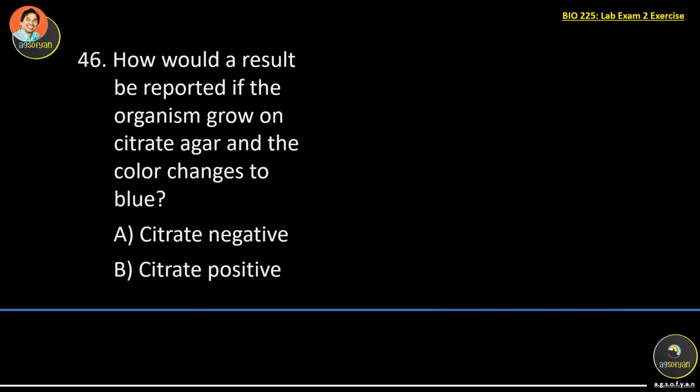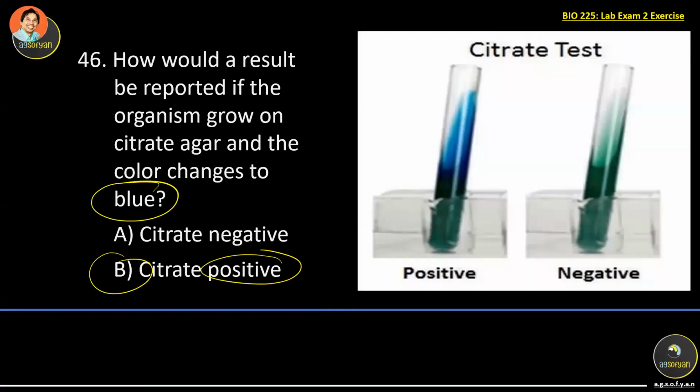How would a result be reported if the organism grows on citrate agar and the color changes to blue? How do you report this result? If the color changes to blue, that's the clue, right? Blue means positive. So this means that it is citrate positive. The bacteria are citrate positive bacteria using citrate as a carbon source. So this one is positive.